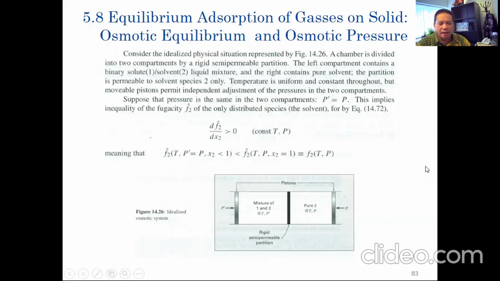The next section will be on osmotic equilibriums and osmotic pressure. I will not talk more on this. Basically, it is very much about looking at the pressure differences, the partial pressure differences between the two components, like in this part here. Over here we have P prime and P. The pressure is slightly different, so that will allow the osmotic process to occur. I will not emphasize this more. I think you guys can read about how this works.